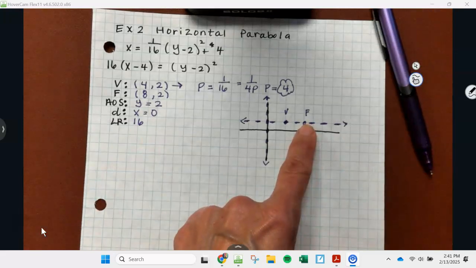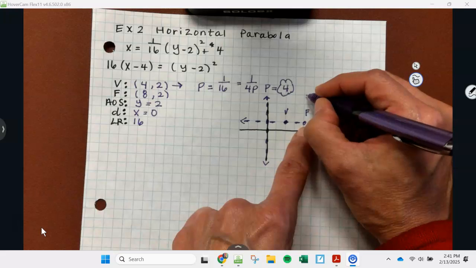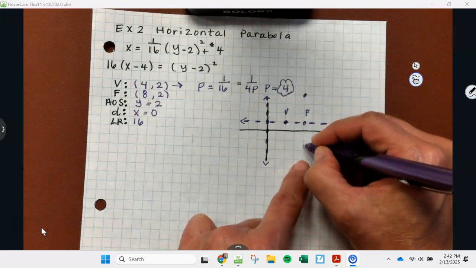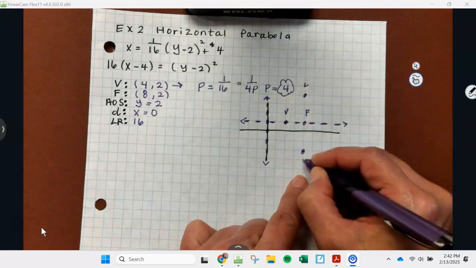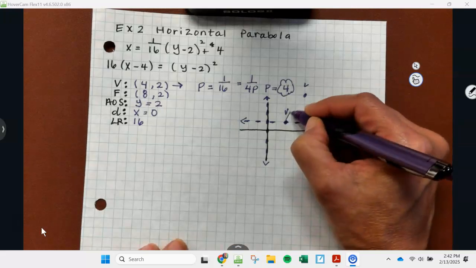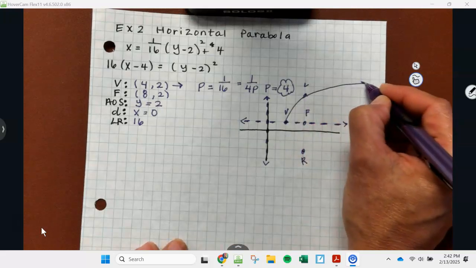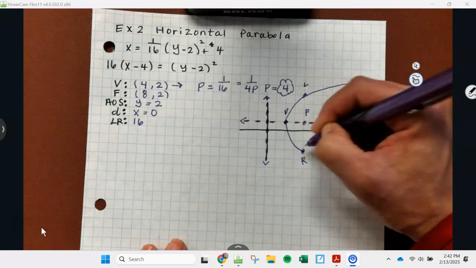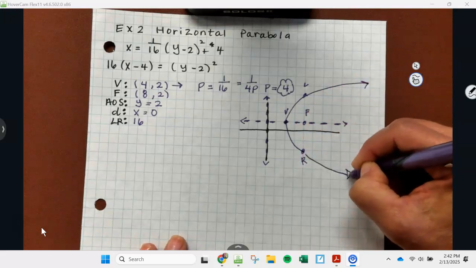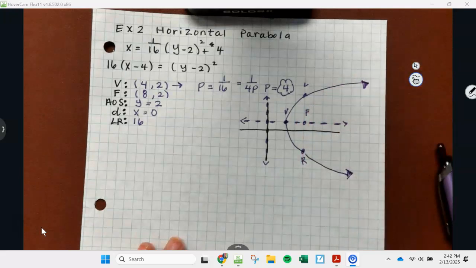Okay, here we go with the official width, the LR. So it's 8 places above, 8 places below. That's going to give me a total of 16. And remember, that graph just always goes through the LR. And that's how we do a horizontal parabola.